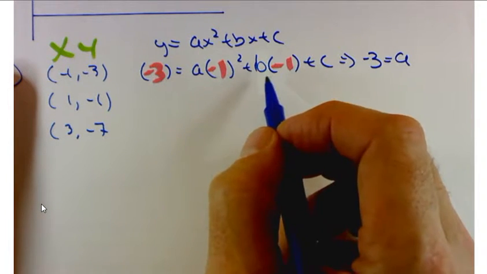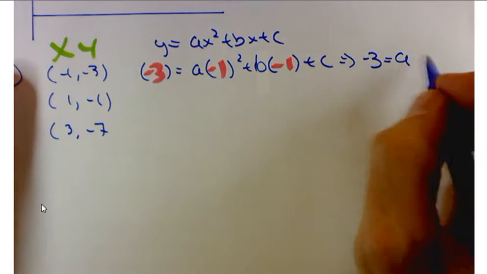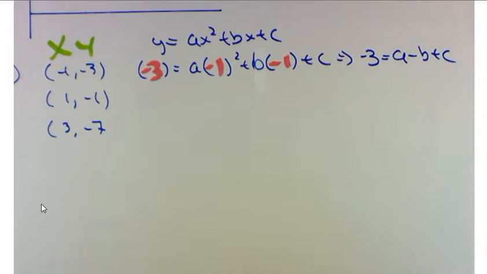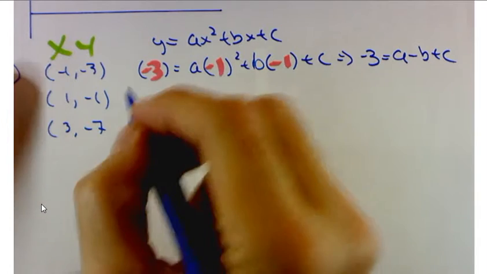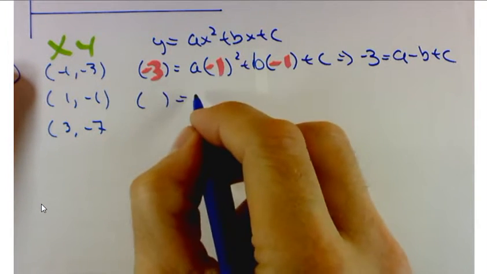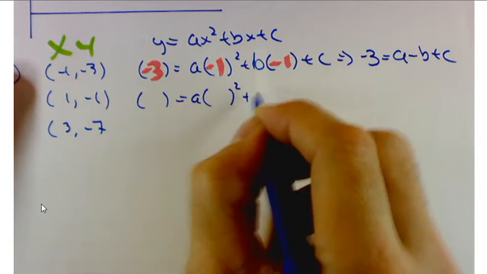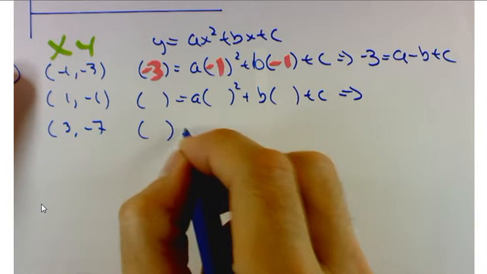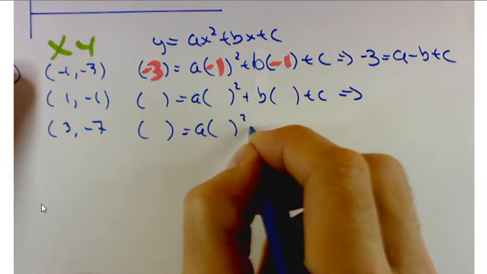Kara, what about the rest of it? Good. So there's the first equation. -3 equals a minus b plus c. Thank you. Try and write down the next two. Do the same thing. Plug in values for y here and x here, and then simplify the equation. Try and come up with the next two equations.